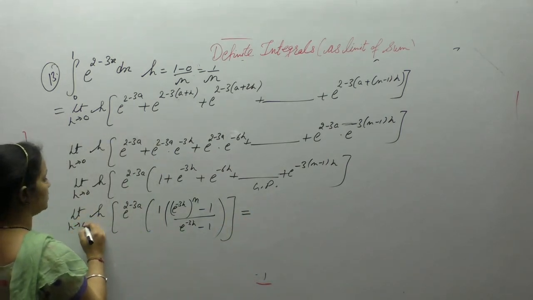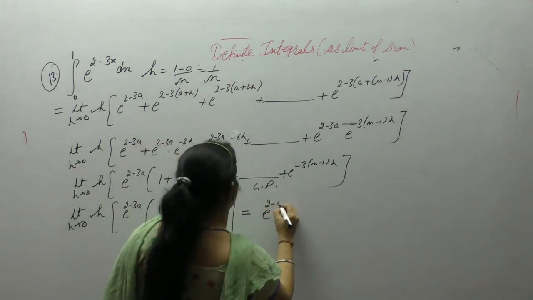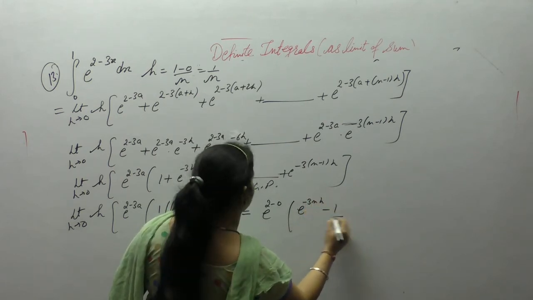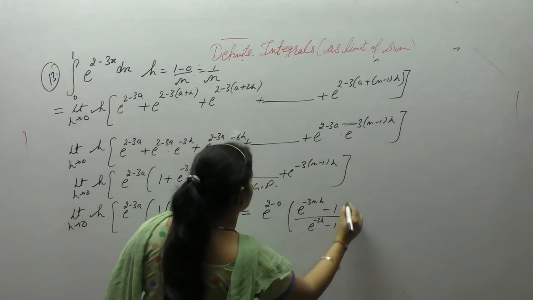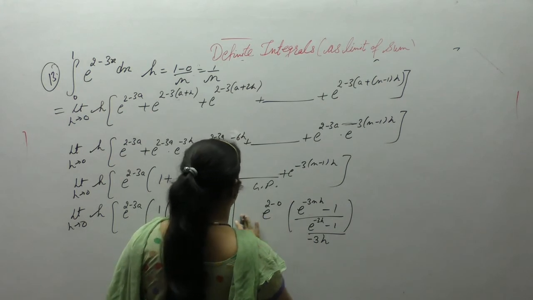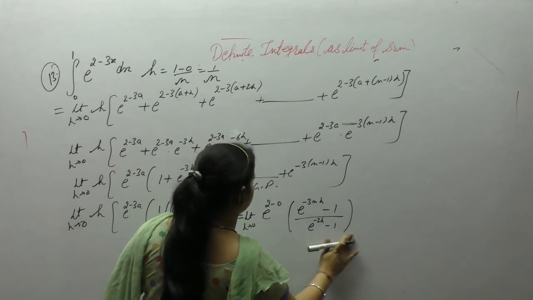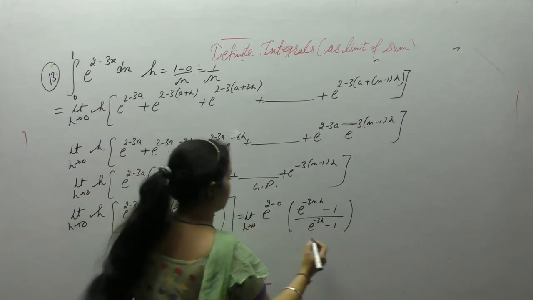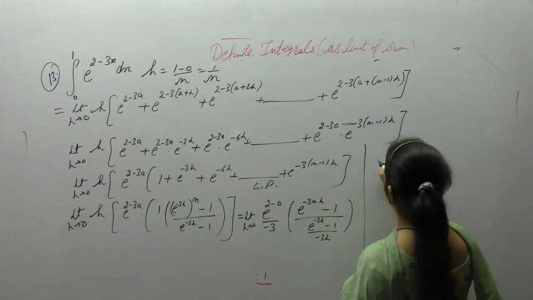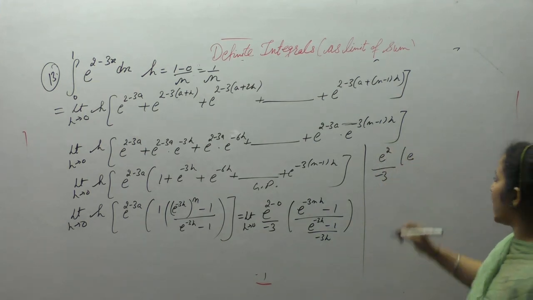Limit h tends to 0. What is the a here? a is 0. e power minus 3nh minus 1 upon e power minus 3h minus 1. Multiply by minus 3. e square upon minus 3. e power nh is 1.